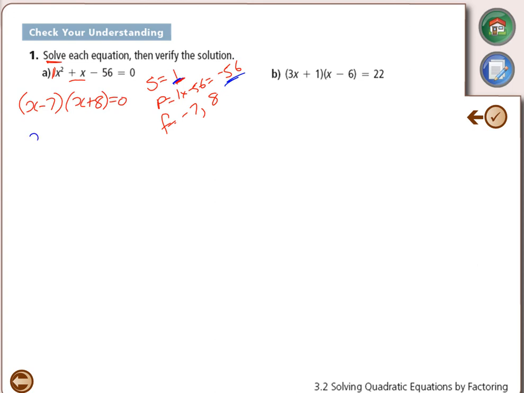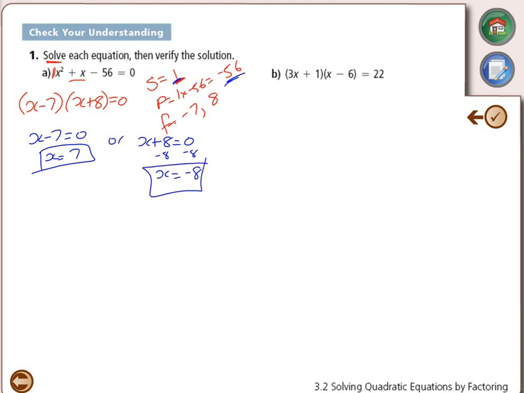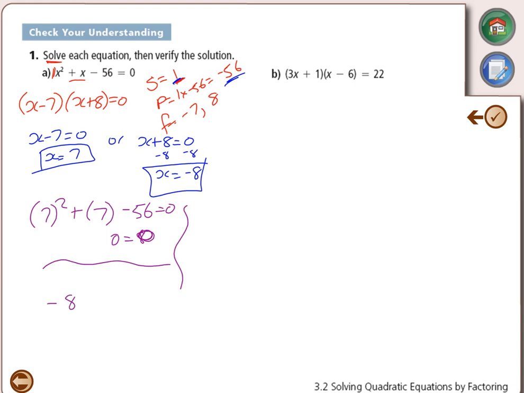Either the first one equals 0 or the second one equals 0. And then solve. Add 7, so x equals 7, or for the 8, subtract 8: x equals negative 8. There's my two answers. Verifying means just plug it back into the original. 7 squared plus 7 minus 56. Does this equal 0? Yeah, it does, if you plug that into your calculator. Do the same thing with the negative 8. Negative 8 in brackets squared plus negative 8 minus 56 equals 0. Yep, 0 equals 0. They both work out.